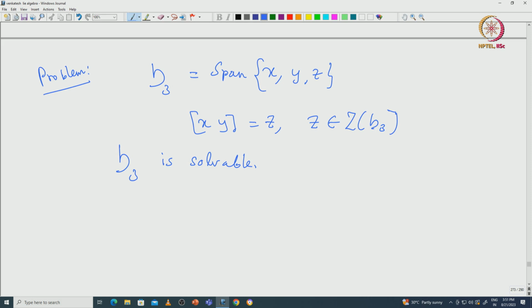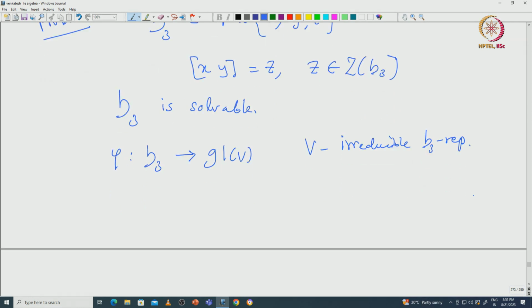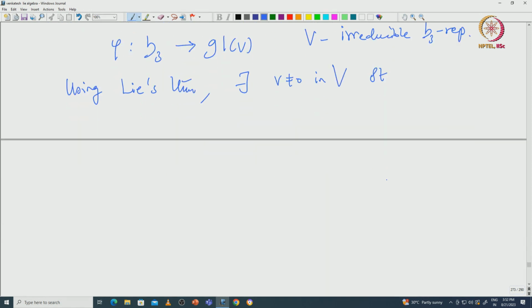So let us say phi is a representation of H3, and V is an irreducible H3 representation. Now using Lie's theorem, there exists a non-zero vector inside V which is a simultaneous eigenvector. That means x dot v will be lambda of x times v for all x inside H3.